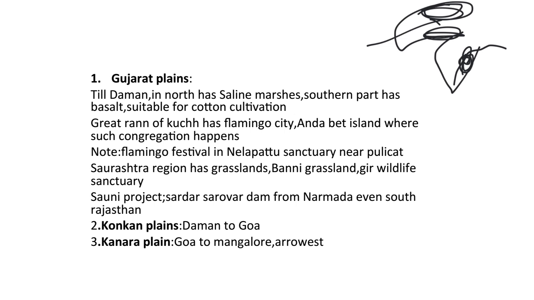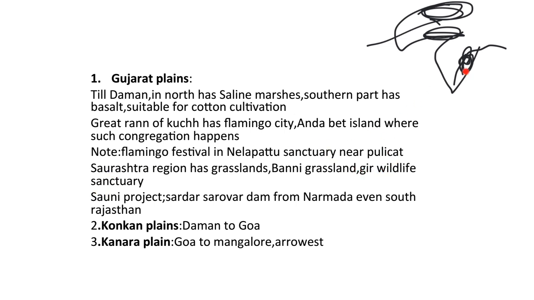information. See here, in the Great Rann of Kutch there are flamingo cities. Flamingos are a kind of bird. Here in the Andabate Island, there is a mass congregation of these flamingo birds. Then, so as not to confuse you, I have given one more note here. There is a flamingo festival that happens in the Nelapattu Sanctuary. This Nelapattu Sanctuary is very important. Where is it found? It is found near the Pulicat Lake. The location of the Pulicat Lake is also important for your prelims.